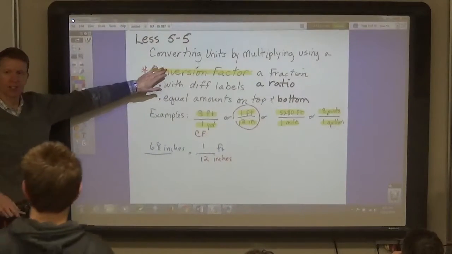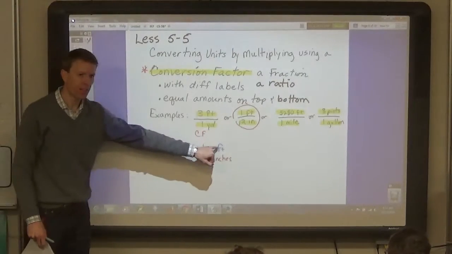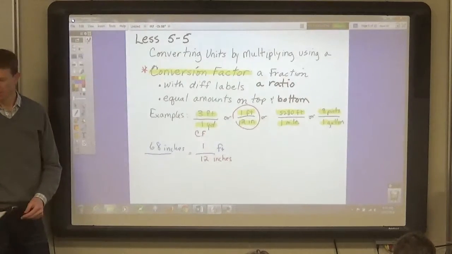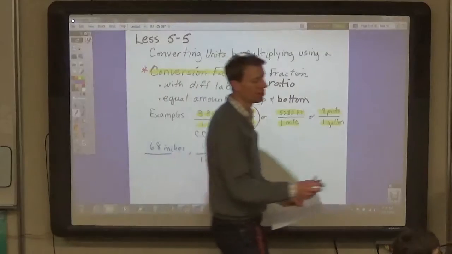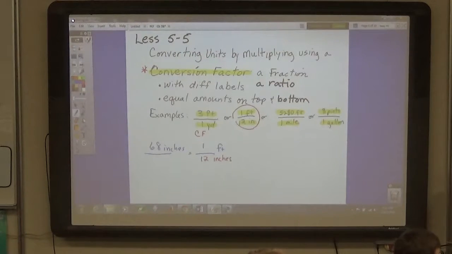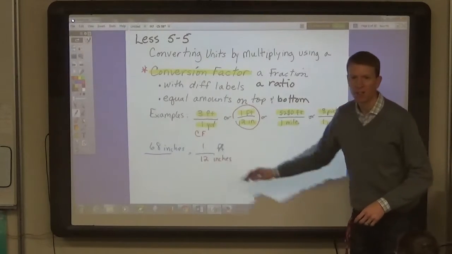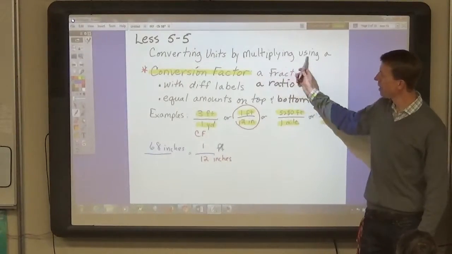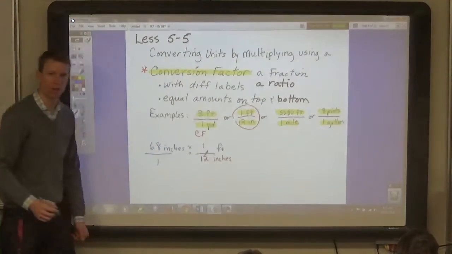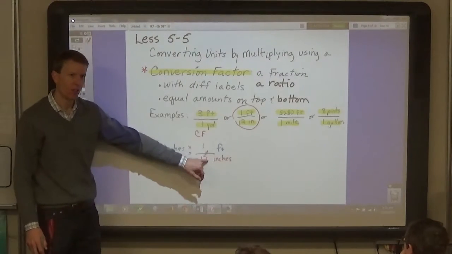Makes a lot of sense. This conversion factor is a ratio written as a fraction of an equal amount. And since we want to go from inches to feet, you write down the ratio for inches and feet. Okay? Then, once you have inches and feet, then you multiply. You multiply 68, as a fraction, 68 over 1, times 1/12. Okay? How would you multiply this? Using fractions.